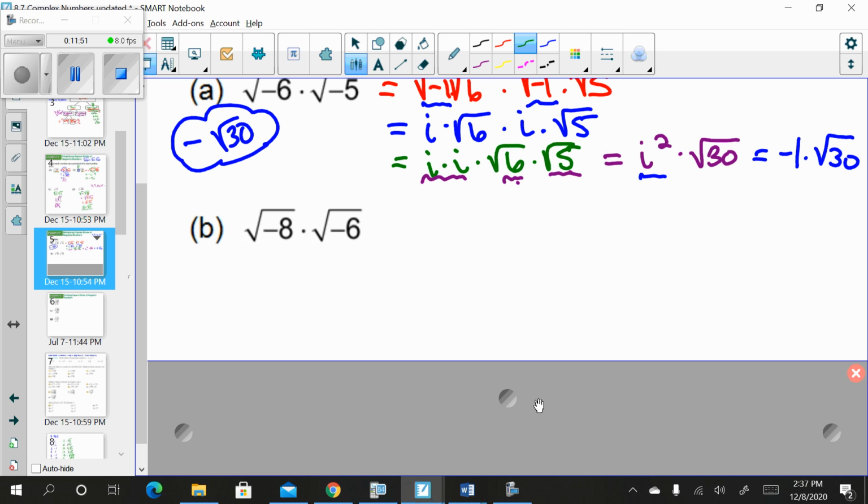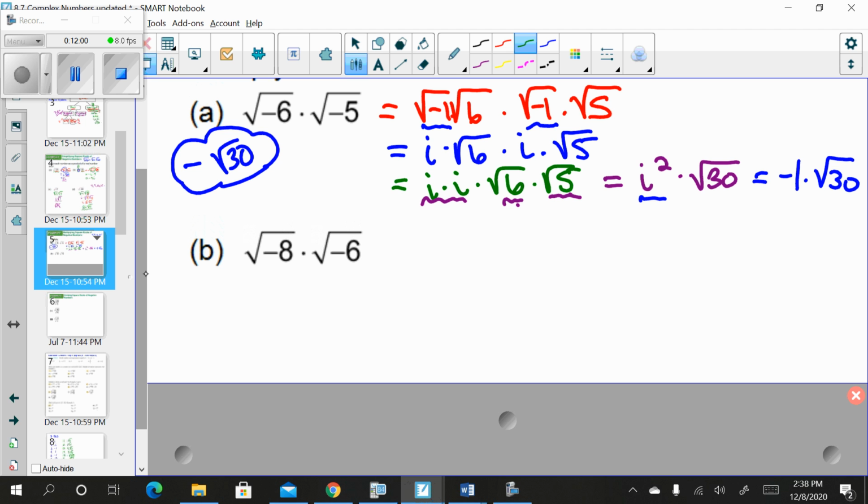All right, so letter B, very similar to letter A. I want you to go ahead and pause the video on this one. I want to see if you can write out what we did on letter A. Get those imaginary units out of there. What would you write the square root of -8 as? And what would you write the square root of -6 as? And see if we come up with the same thing. So go ahead and pause the video, give it a whirl.